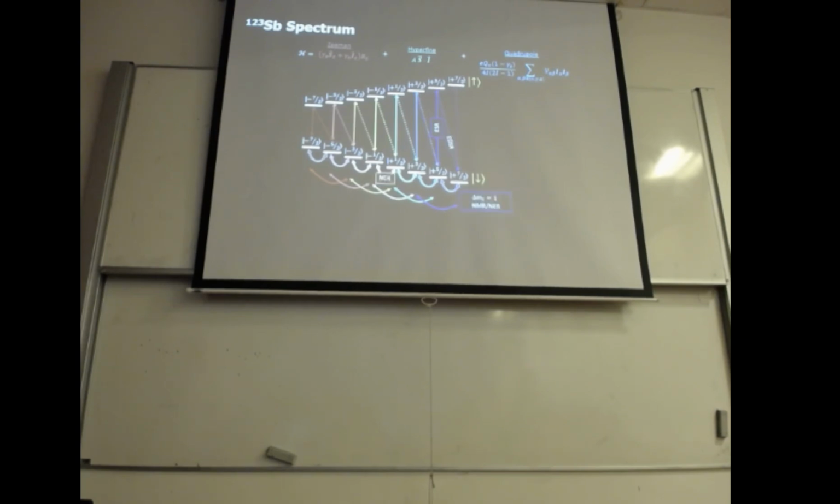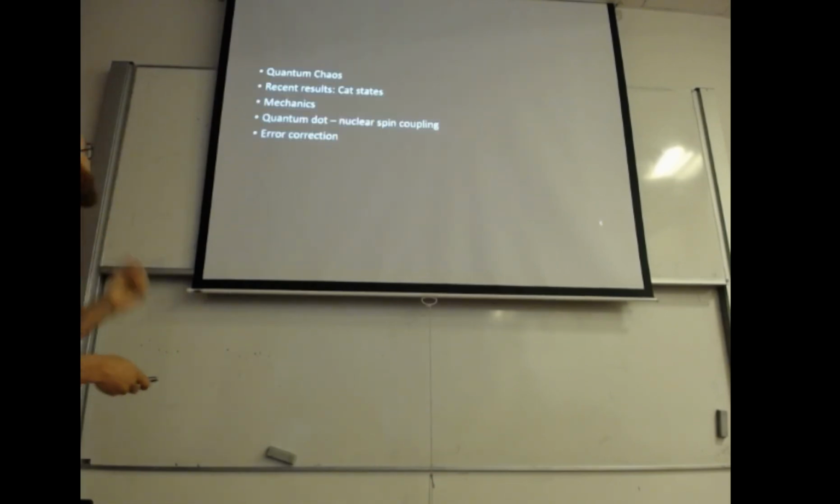Oops. There's a whole bunch of animations still. So, what do we have? Quantum chaos, more quantum chaos. Okay. Some recent results that just appeared on the arXiv a few weeks ago. Then Sebastian will talk about mechanics, and at the end, I want to talk a little bit about replacing the donor electron spin with a quantum dot electron spin, because it has some other attractive aspects to it.